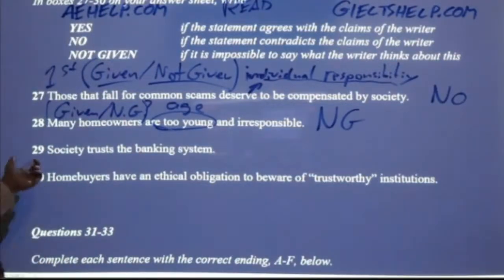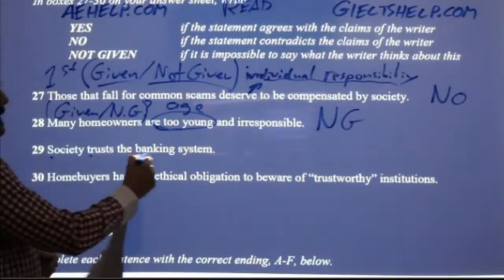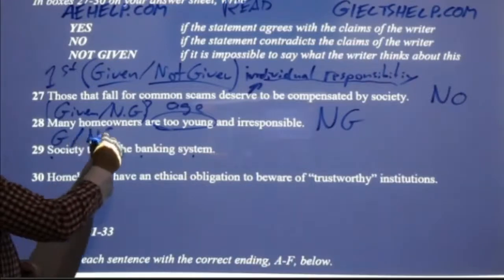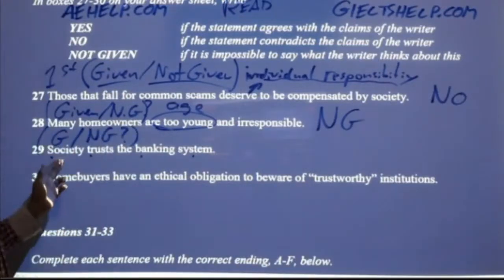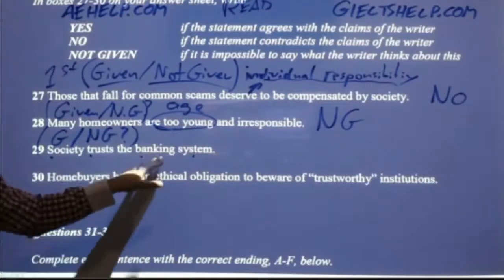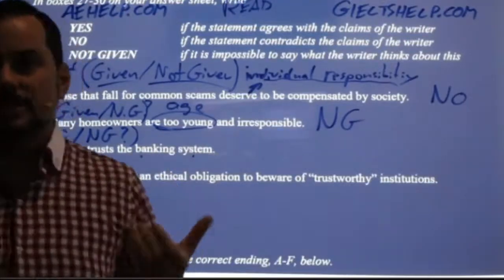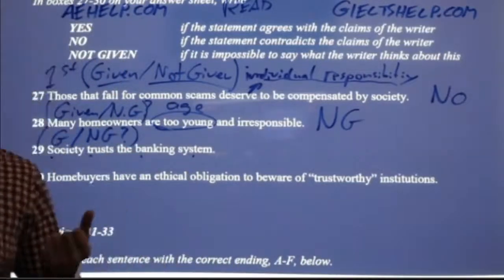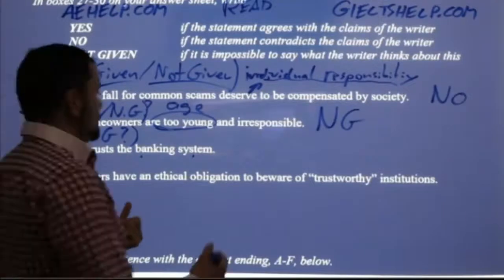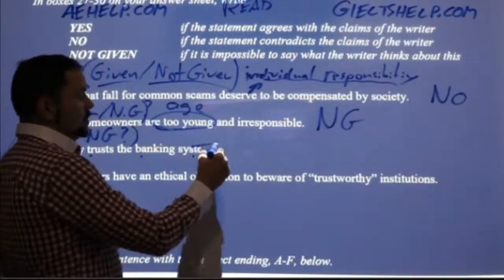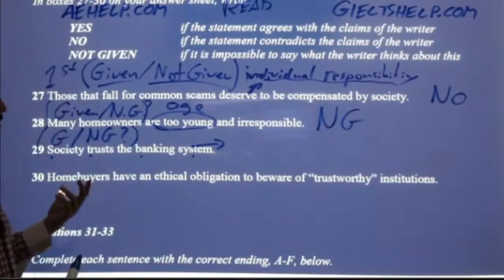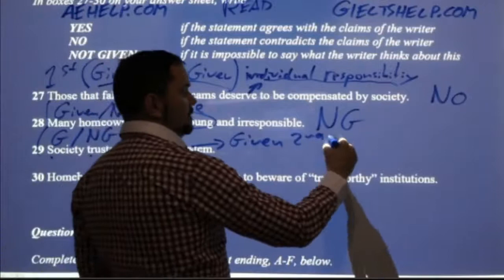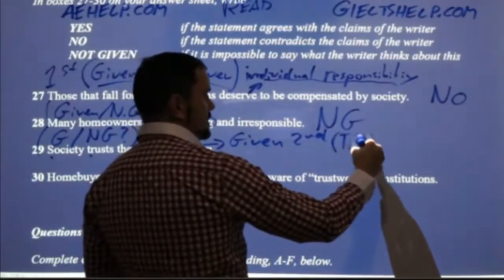Okay, so number 29, society trusts the banking system, okay? Again, given or not given? Is it important to know about the trust for the banking system? This has to do with banks' responsibility, right? So yeah, absolutely, it's important. So here we have to figure out whether it's true or not. So it's given. So the second step is true or false, or in this case, yes or no.